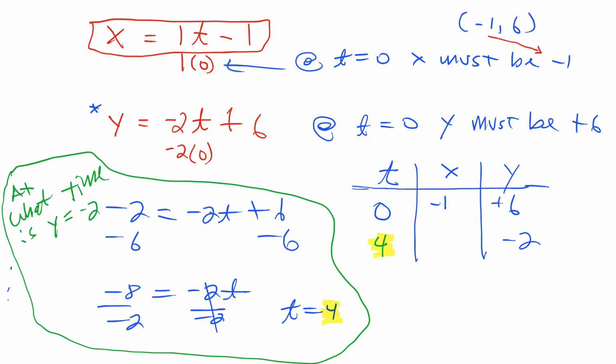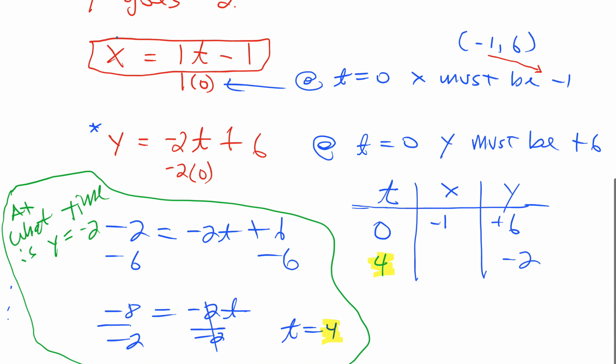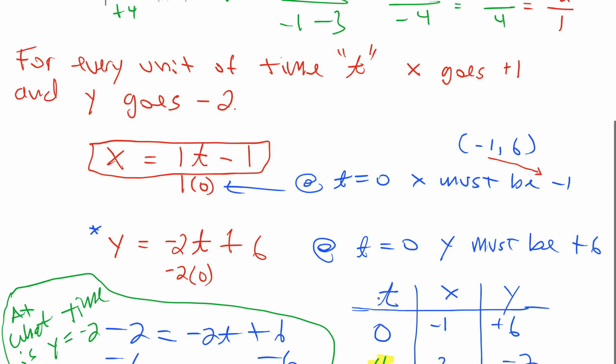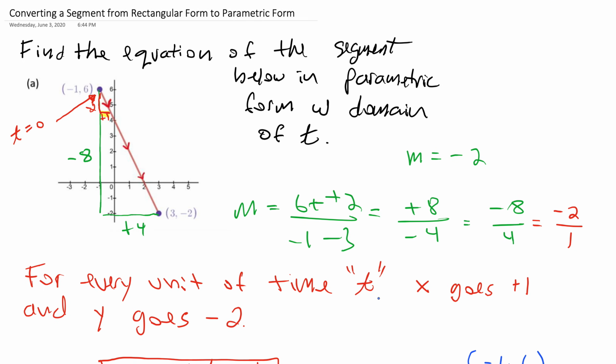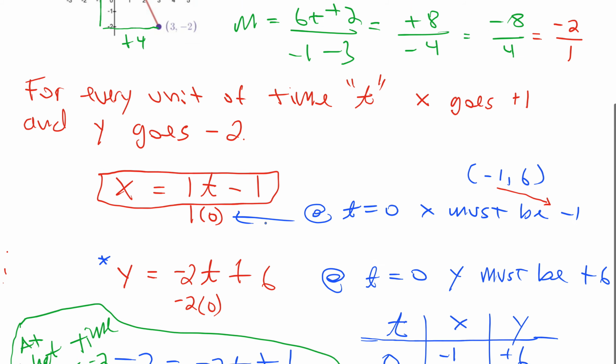Then plug 4 into the x equation. 1 times 4 is 4, 4 minus 1 is 3. Does it end up at 3? It ends up at 3, so that's good. And the domain is between 0 and 4, whatever unit of time. I don't know, did they give you seconds? Then it could be light years. So yeah, that's it.